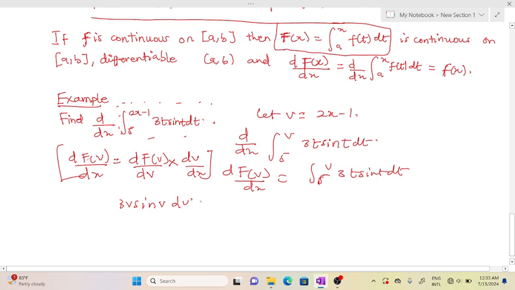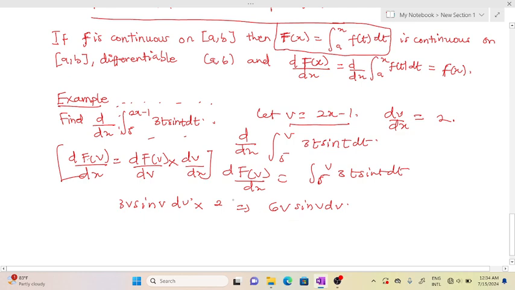Then times our dv over dx. What is dv over dx? When I made v equal to 2x minus 1, I can find my dv over dx from that side, and that will be equal to 2. As simple as that. So I have times 2, right? So this will give me 6v sine v. Is that not it? Yes.